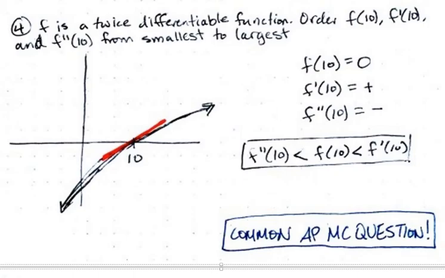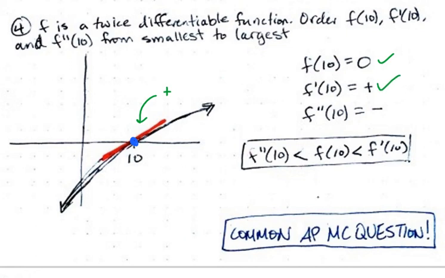Finally, we're going to wrap up with this last question right here. We're told that f is a twice differentiable function, and we need to order f of 10, the first derivative at 10, and the second derivative at 10 from smallest to largest. Let's see if we can do that right away. This is f of 10 right here, and we can clearly see that this output is right at 0, so f of 10 has to be 0. You can notice this red line here is the tangent line, and it looks like a positive tangent line, so the first derivative, well, we don't know its value, but we know it has to be positive.